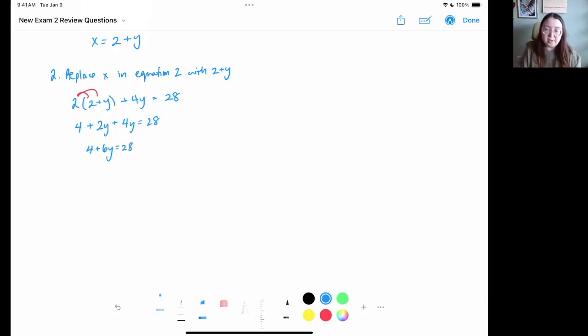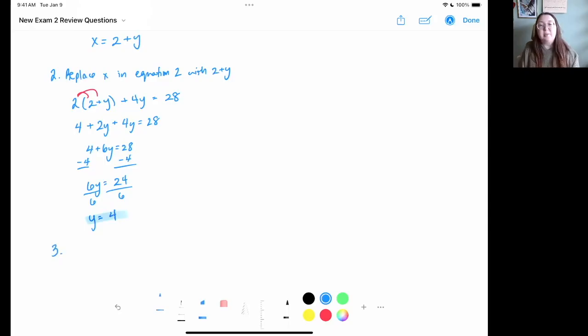And we've got this 4 here, so we're going to get rid of the 4 by subtracting 4 on both sides. 28 minus 4 is 24. So we get 6y is equal to 24. We'll divide by 6 on both sides. And 24 divided by 6 is 4. So we know that y is equal to 4.